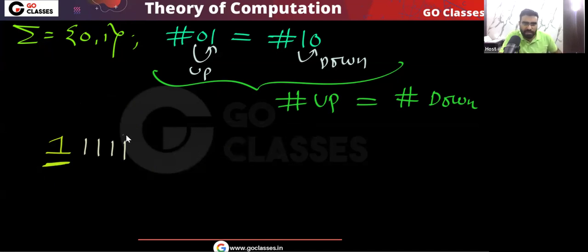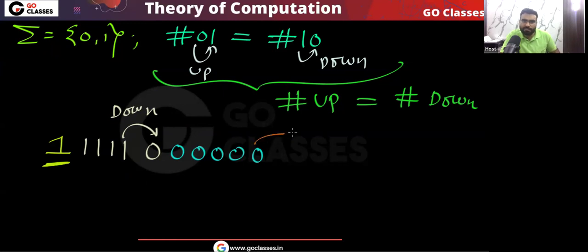Everything is fine. But just notice, if I bring 0, it means this is down. If down has come, then up will come. Yes or no? Because I want number of 01 equal to number of 10. So how many up should be equal to how many down? So remember, if I have this down, I definitely need an up. So if I put 0 0 0 0, still I need up. If I need up, then 1 will definitely come. Yes or no? Now you can easily see.